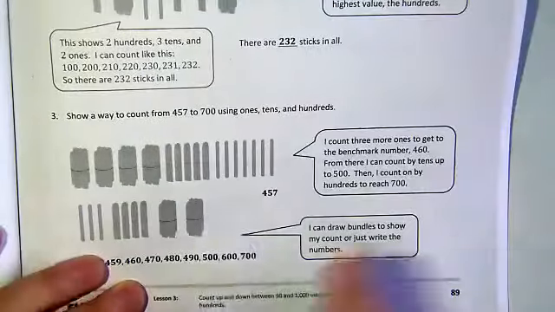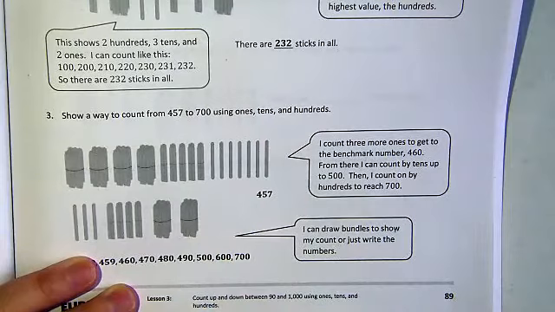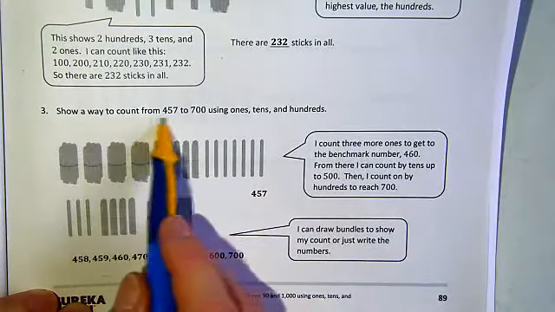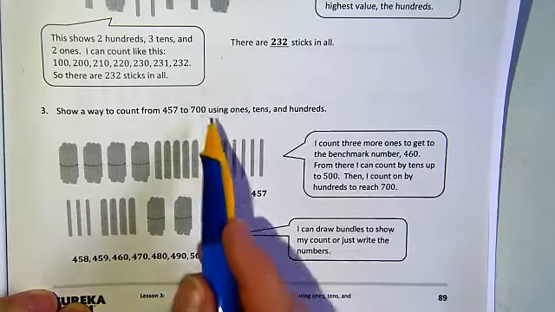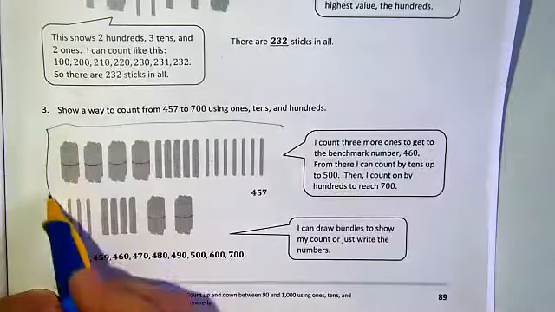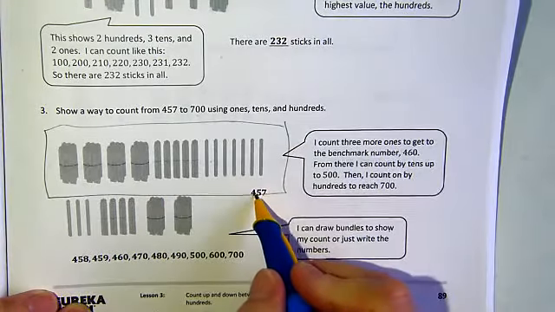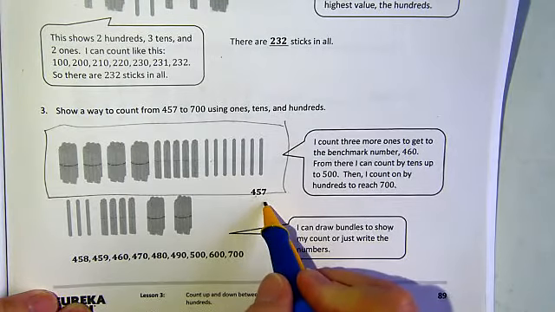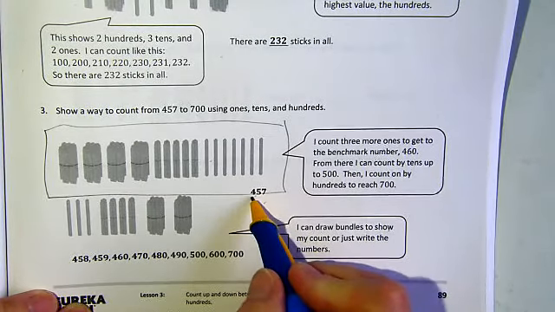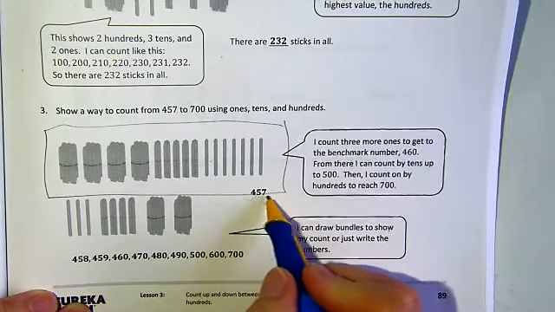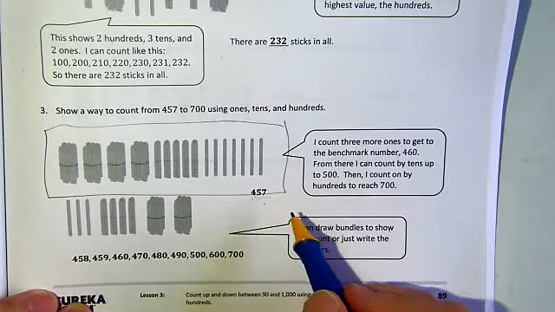The last one on this page is showing a way to count from one number to another number. So up here, they have 457, which is, we are trying to count from 457 to 700. Remember, in class today, we boxed the number we started with, and then the ones underneath were how we counted on. So they're trying to get again to a benchmark number.